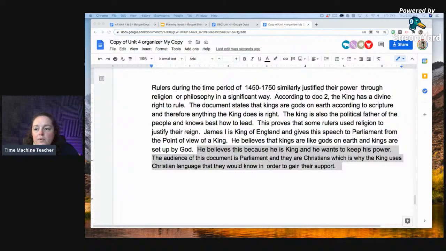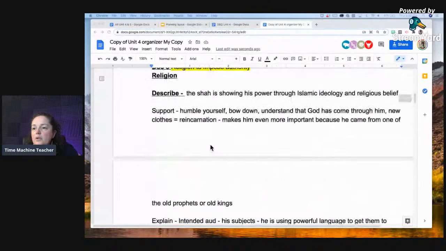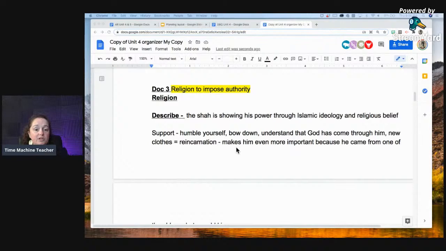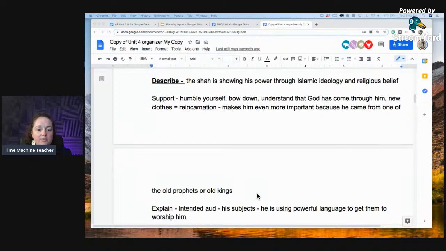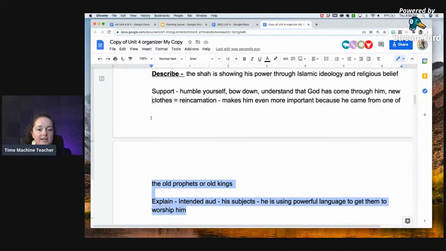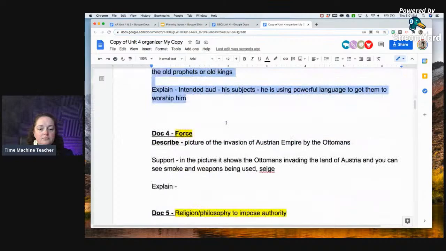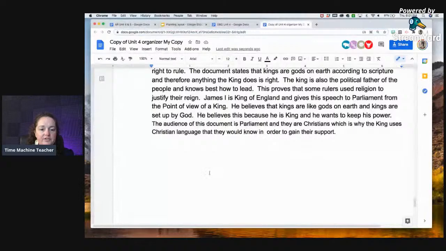Okay, let's look at document three. Document three is about religion imposing authority. This one is from the Shah. And so I'm just going to put this down here so that we can remind ourselves. We don't get to flip back. This is why it's important that you write this down so that you're not flipping through your screens. Plus, I don't think that you're going to be able to flip through screens anyway on the AP exam. So you'll have to write it on paper. It'll be faster anyway, which is good. We got to be as fast as possible, right?